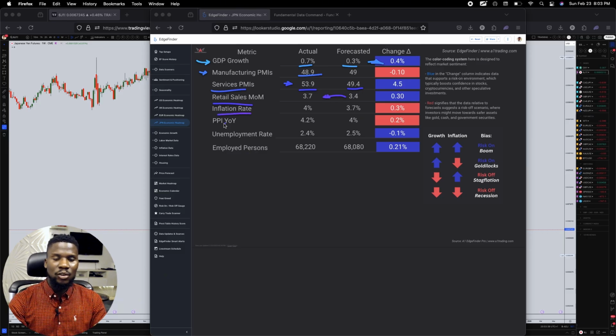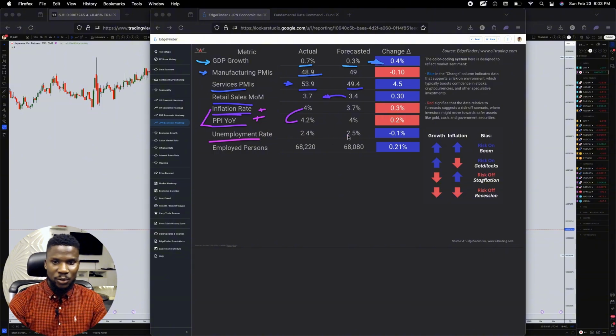Really good. Inflation, which is the inflation rate and the PPI year on year, also came in quite higher than expected. That is not good for the economy, but it's good for the currency. And considering the fact that the Bank of Japan really wants this, I will say we give them some plus. All right, we give them plus on that.